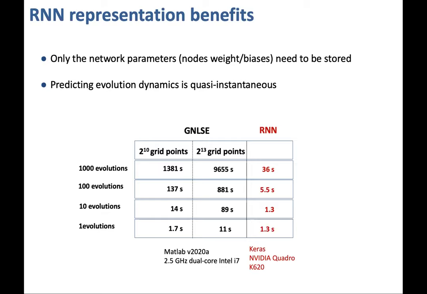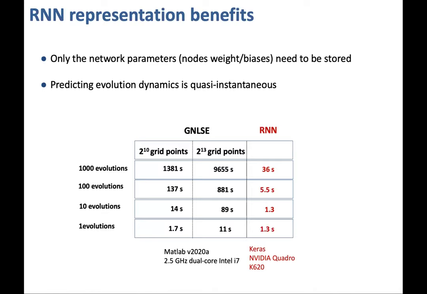The other advantage of the recurrent neural network representation is that it also saves you a lot of computation time. Once it is trained, the predictions are instantaneous. And to give you an idea, if you do a numerical simulation of the generalized nonlinear Schrödinger equation with, let's say, 2^13 grid points, to compute 1,000 different evolution maps will take about 3 hours. Once the network has been trained, the network can do the same in 36 seconds. So that gives you an idea. And the larger the number of points that you need in your grid, the larger the discrepancy is, in fact.